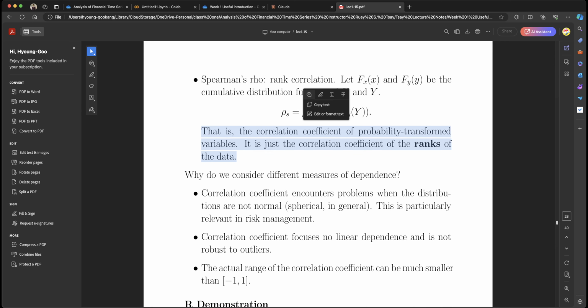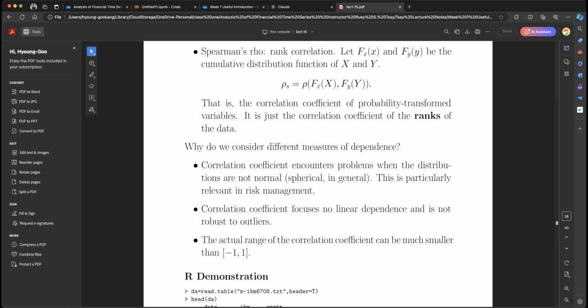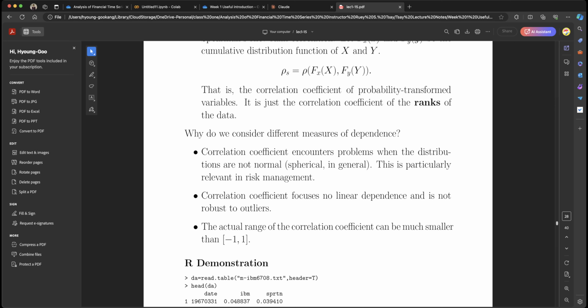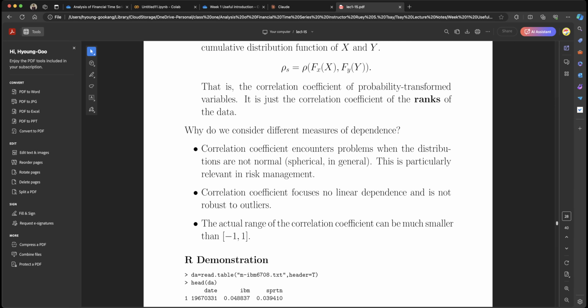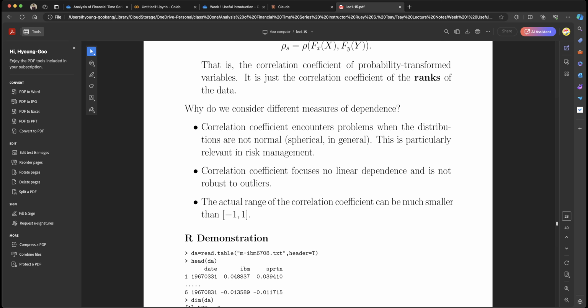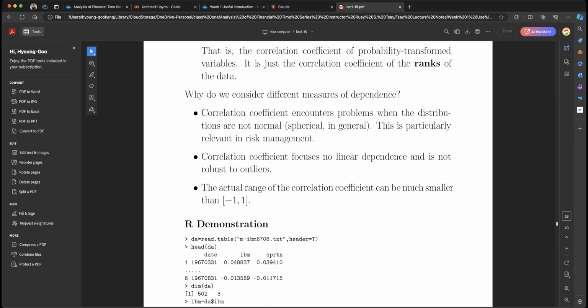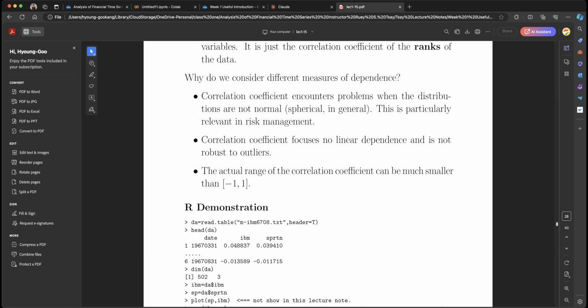So why do we consider different measures of dependence? The correlation coefficient encounters problems when distributions are non-normal. This is particularly relevant in risk management. The correlation coefficient focuses on linear dependence. It is not robust to outliers. The actual range of the correlation coefficient can be much smaller than minus 1 to 1.